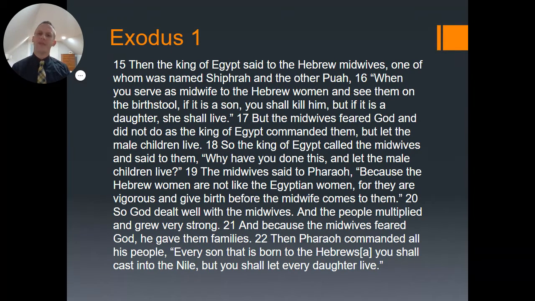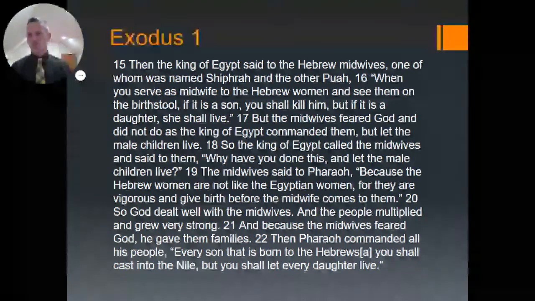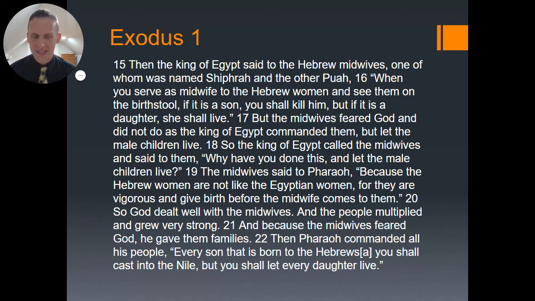Now, Pharaoh then doubles down. He says, I can't trust the Hebrew midwives to do this thing. Therefore, he's going to have to make an even bigger command. Pharaoh commanded all the people, "Every son that is born to the Hebrews you shall cast into the Nile, but you shall let the daughters live." So Pharaoh makes this proclamation to all of Egypt: every Hebrew male child should be cast into the Nile.